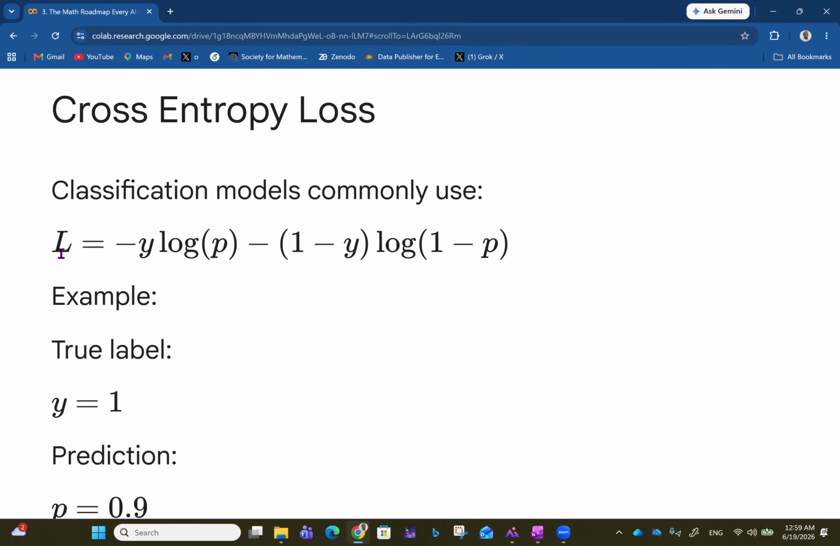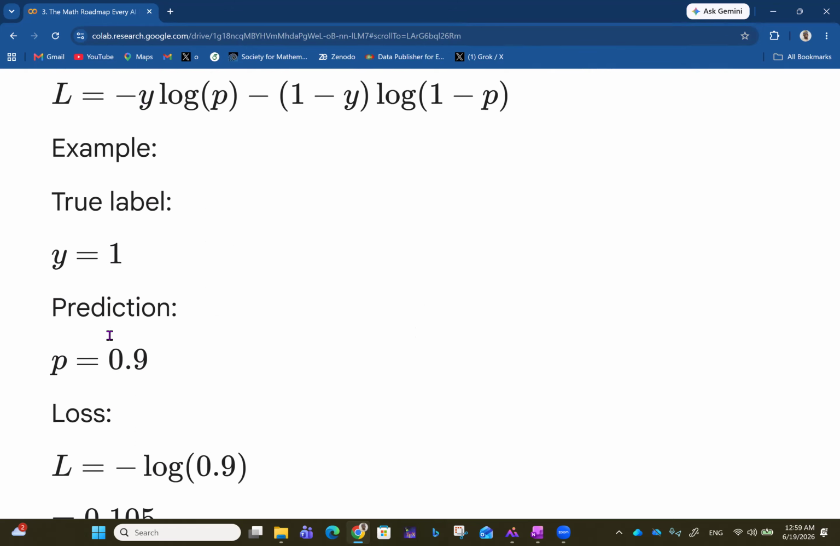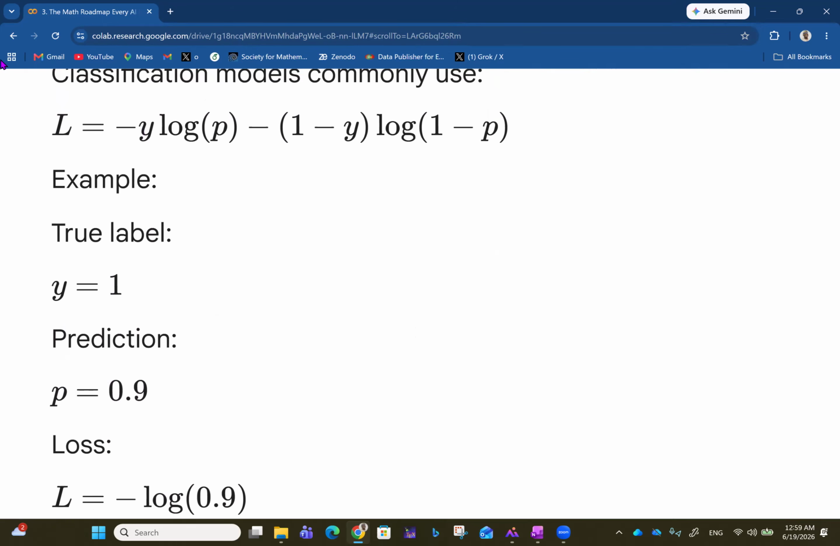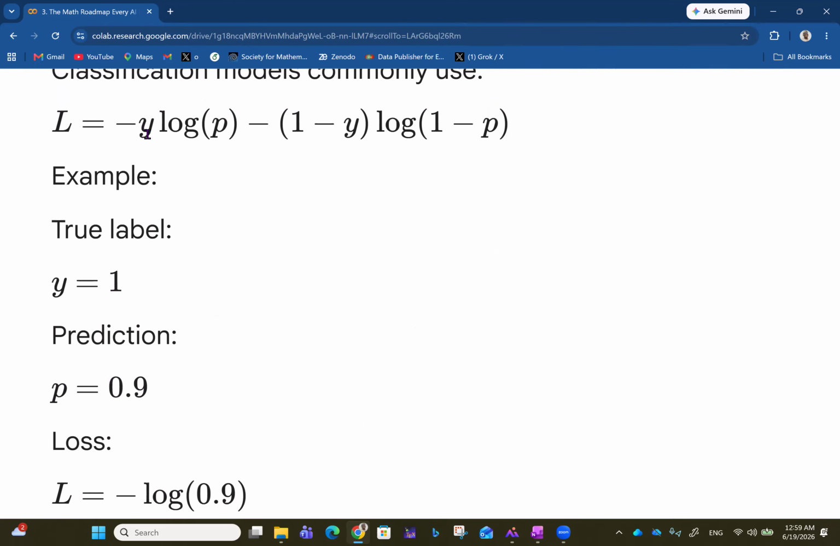Classification models commonly use L, which is minus y log p, minus (1 minus y) log (1 minus p). So for example, if you have a true label where y is equal to 1, and the prediction, which is p, is 0.9, the loss is going to be minus 1 log 0.9 minus, of course, (1 minus 1), that's 0. Of course, that automatically destroys that. So we have minus 1 log 0.9, which is simply minus log 0.9.